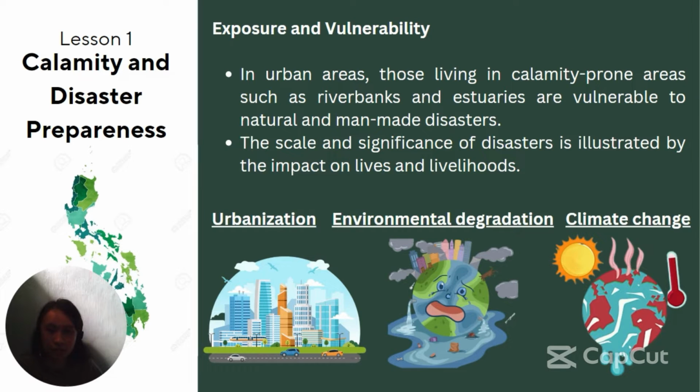Then exposure and vulnerability. So in urban areas, those living in calamity-prone areas such as riverbanks and estuaries are vulnerable to natural and man-made disasters. So, kanig explain na ni siya dito sa USTP Gymnasium sa katong speaker. And then, the scale and significance of disasters is illustrated by the impacts on lives and livelihoods. So, number 1 ana nga reason is ang urbanization. Vulnerable lang na sa urban area.